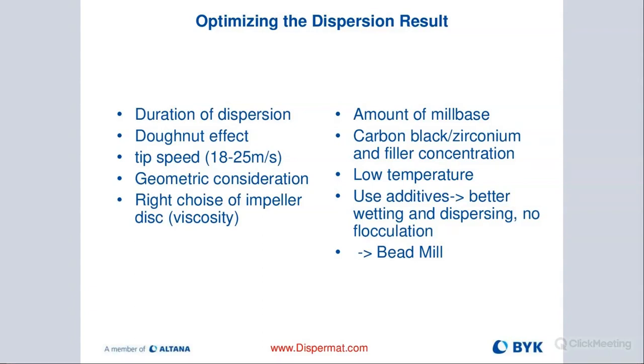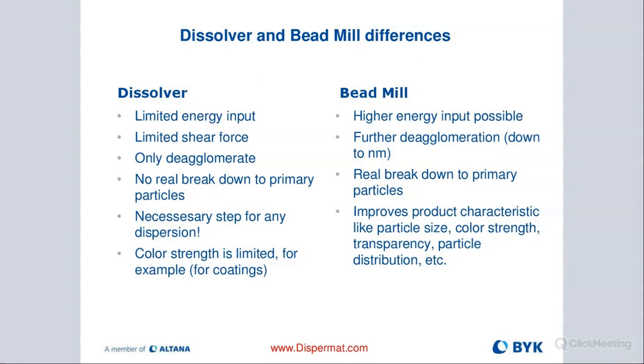So once we complete that process, if we need to reduce our particle size further, that's when we really need to use the milling technology. For the dissolvers, the blade can only do so much, therefore giving us only a limited amount of energy that we can put into our mill base. Shear force obviously is limited as a result. It's only there to deagglomerate, not to go down to the primary particle size. For that, we need to do the milling. And it is a critical step for any dispersion.